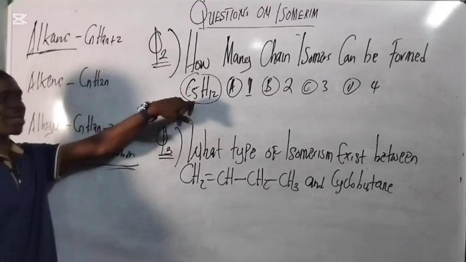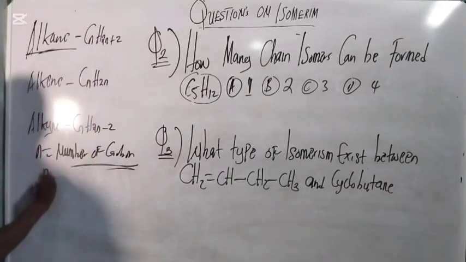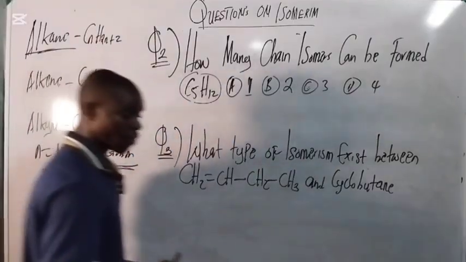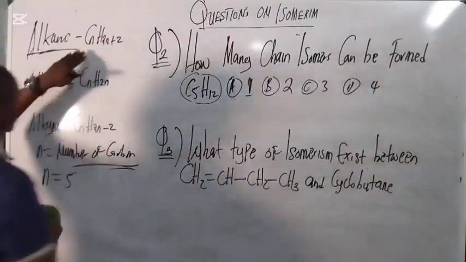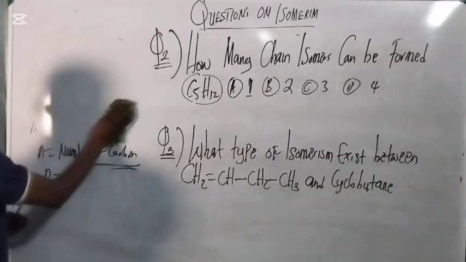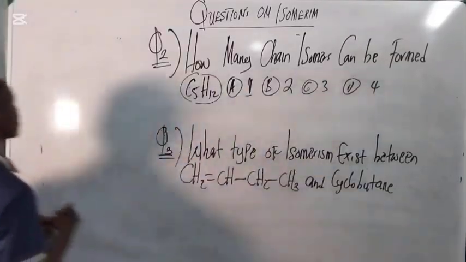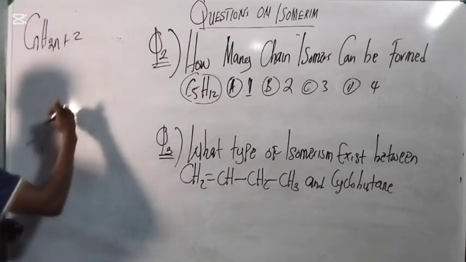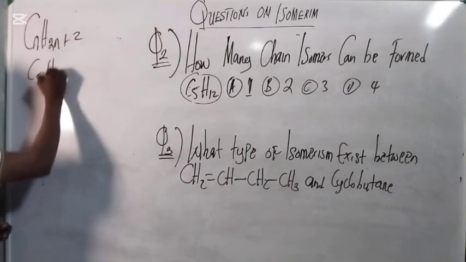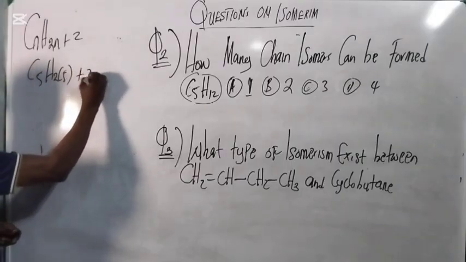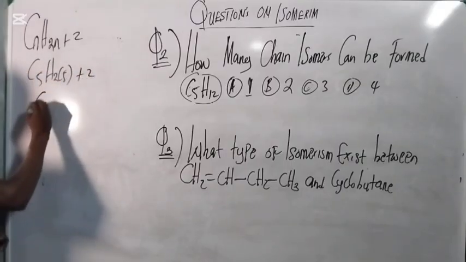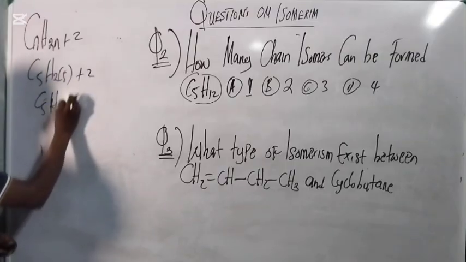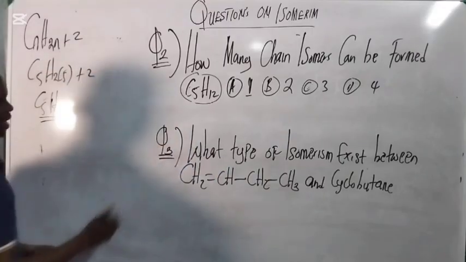My number of carbon here is 5. That is, my n is equal to 5, right? So if you put this 5 at this point, let's confirm if it's an alkane. If you look at here, we have CnH2n+2. If you put 5 there, we go to C5H2 times 5 plus 2. 2 times 5 is 10, plus 2 is 12. So it is an alkane.